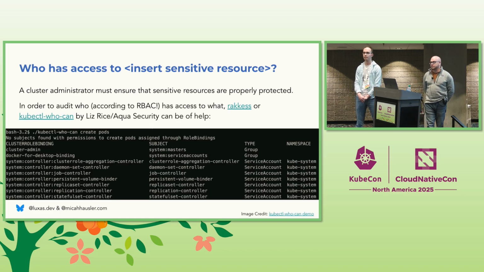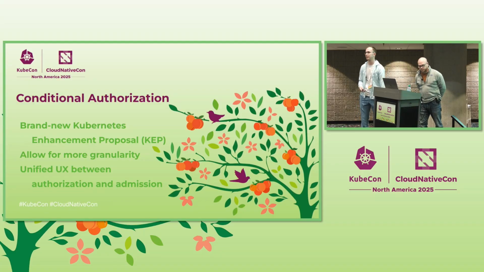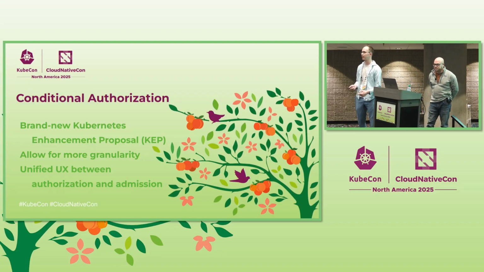And in order to audit who has access according to RBAC, this same tool, or kubectl who-can by Liz Rice, can also be another tool that you can use to try to figure out who has access to what. So you can run this to spit out a list of these cluster role bindings, the subjects, and what permissions they have. Cool. So that all you can do today already.